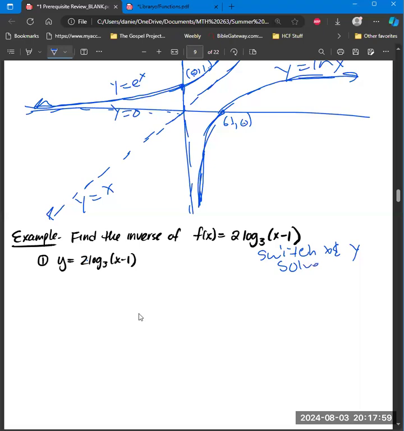Solve for the new y. Replace y with f inverse of x, and I'm going to check my domain and range when I'm done, because the domain of the original should be the range of my inverse, and the range of my original should be the domain of my inverse. So let's switch x and y here.